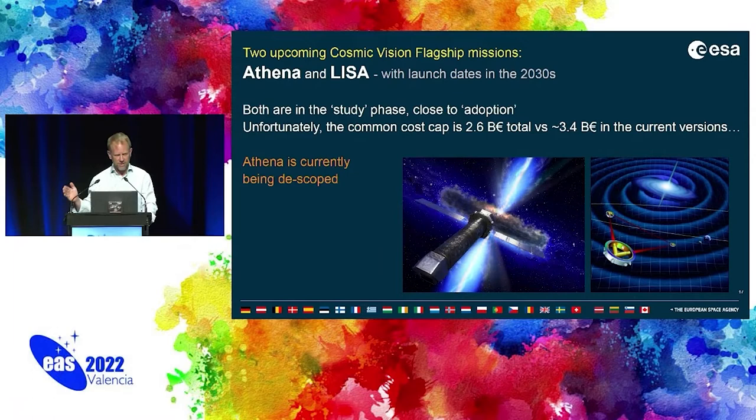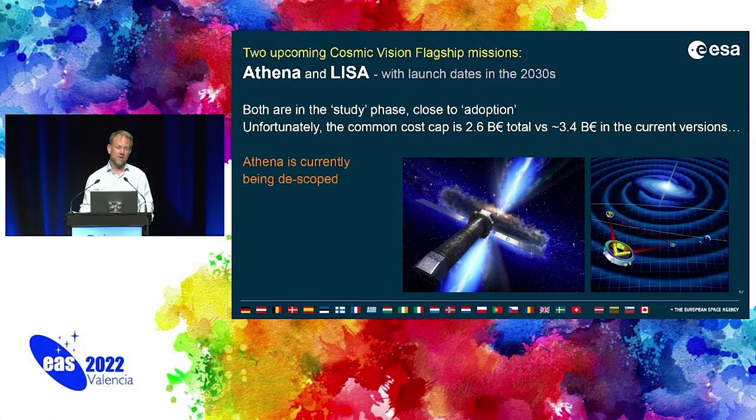Now, the problem is that these are our typical L-class missions, which we pitch at about 2 yearly incomes, so about $1 billion. And as we are astrophysicists, we are ambitious. So both of these concepts became a lot more ambitious and costly than we had originally planned. Together, the current versions are at about $3.4 billion.